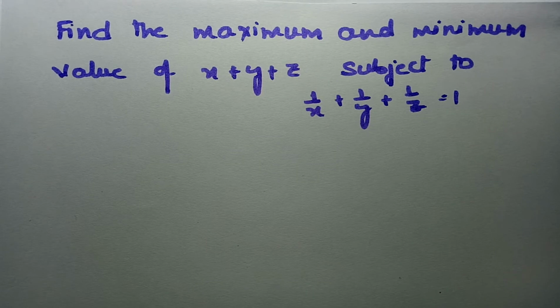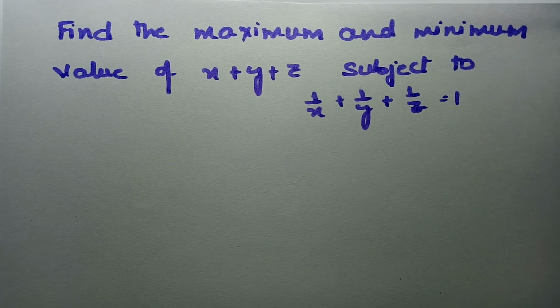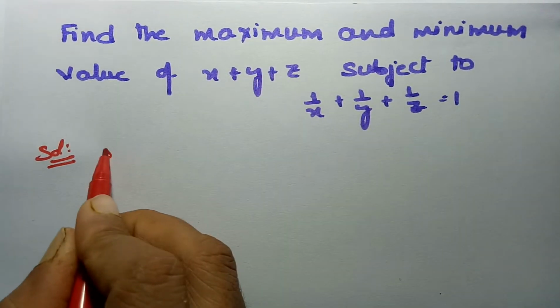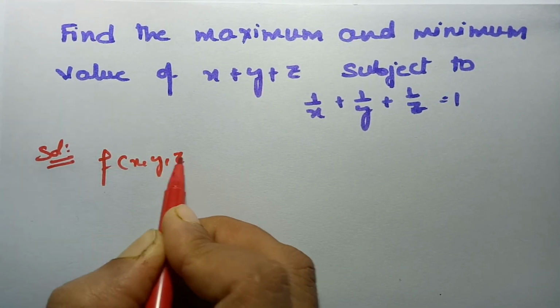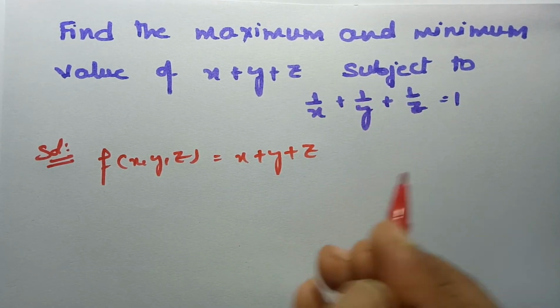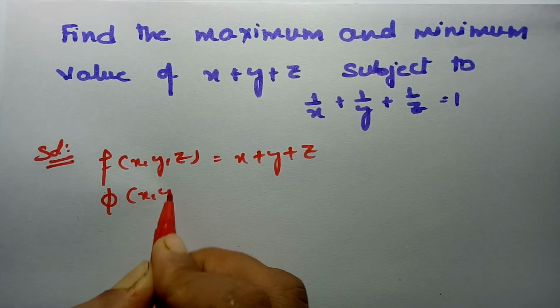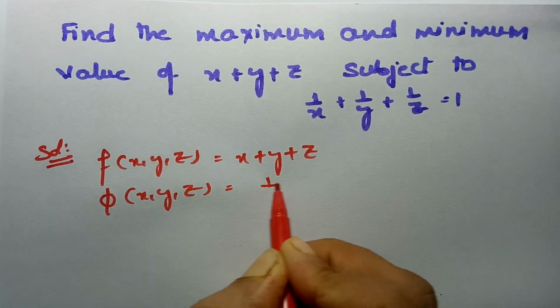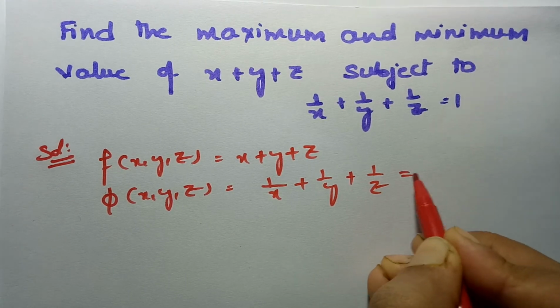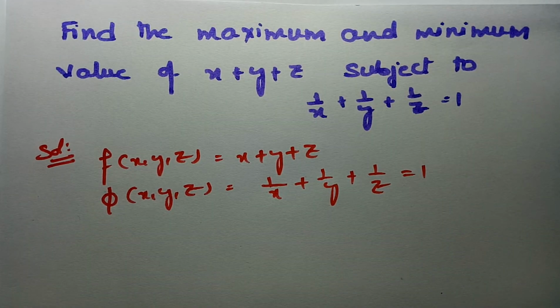So find the maximum and the minimum value of the function x plus y plus z subject to the condition. So whenever the function is given, we have to take f of x comma y comma z as x plus y plus z, and this is the condition. For this we have to take phi of x comma y comma z as 1 by x plus 1 by y plus 1 by z is equal to 1. So which method are we using? We are using the Lagrange's method.